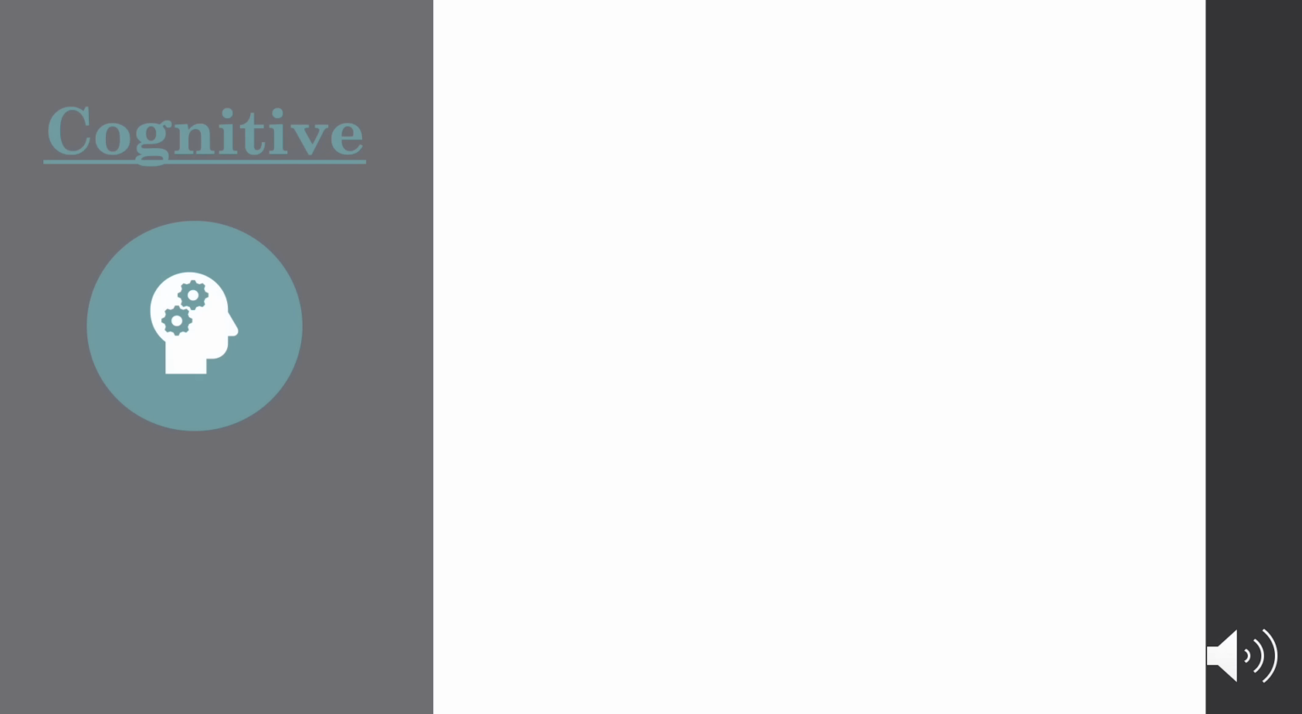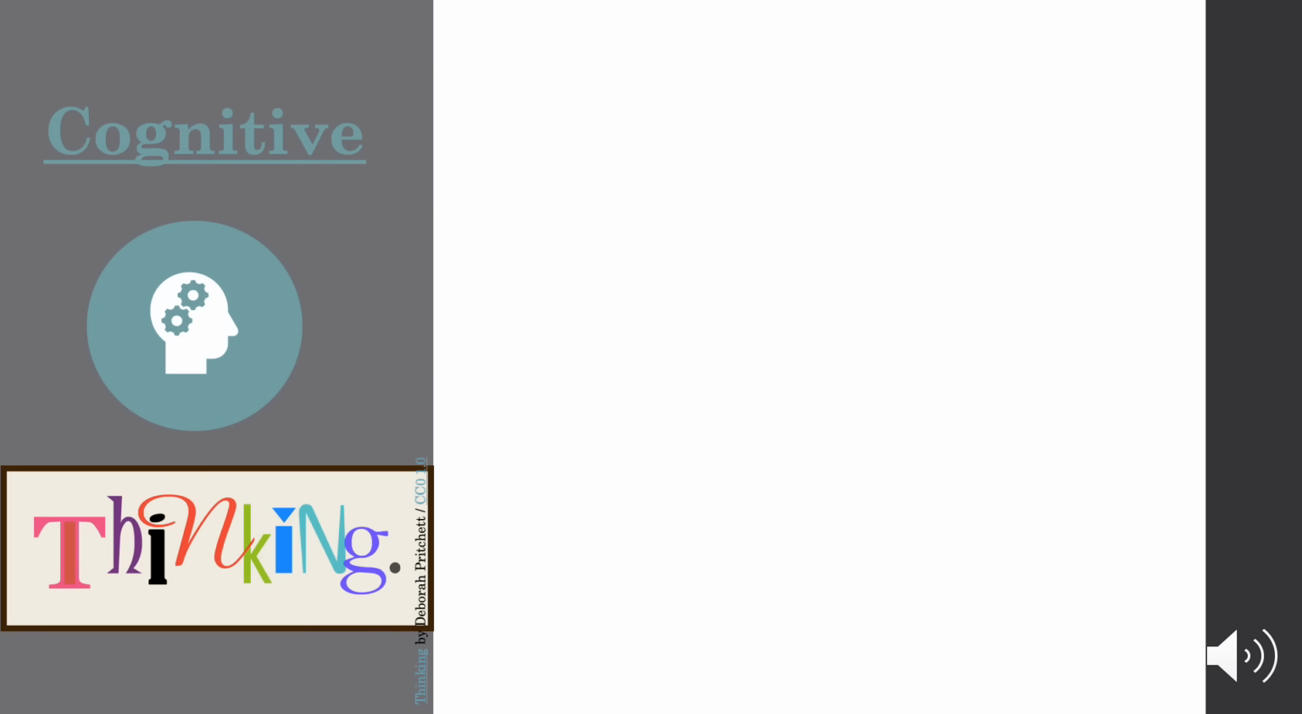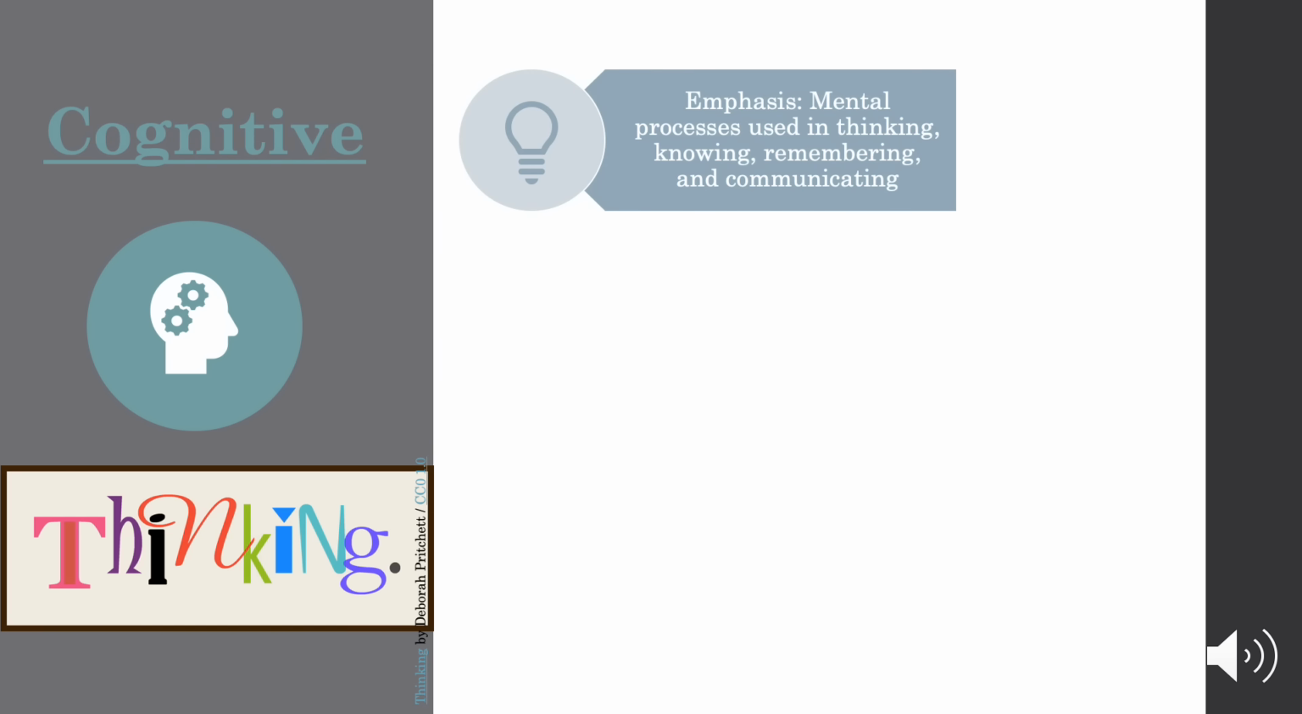The cognitive perspective takes us back to the mind, but with a modern and experimental focus. It can be summarized in one word: thinking. Cognitive psychologists are interested in the mental processes used in thinking, knowing, remembering, and communicating. The big difference between the cognitive and the psychoanalytic view was that the cognitive view is focused on conscious thought, whereas behaviorists focused on things you could see, like observable behaviors. Cognitive psychology refocuses on the covert, or the mind, and thinking.